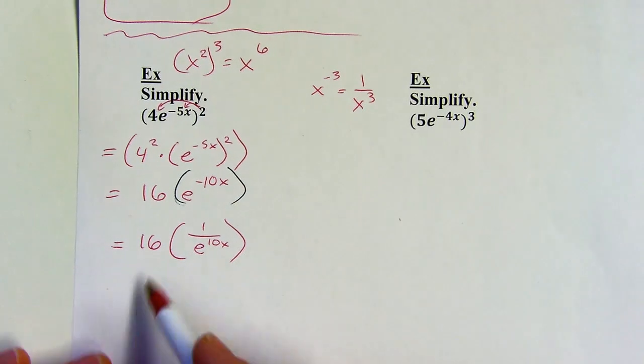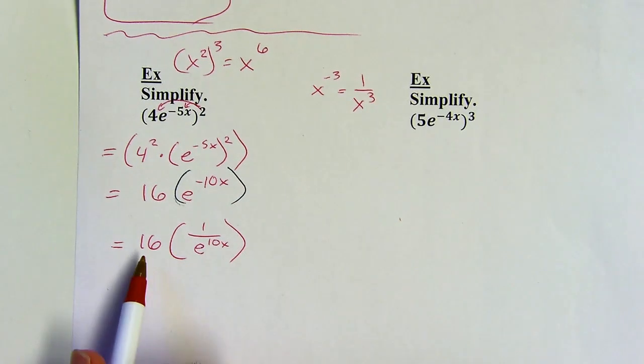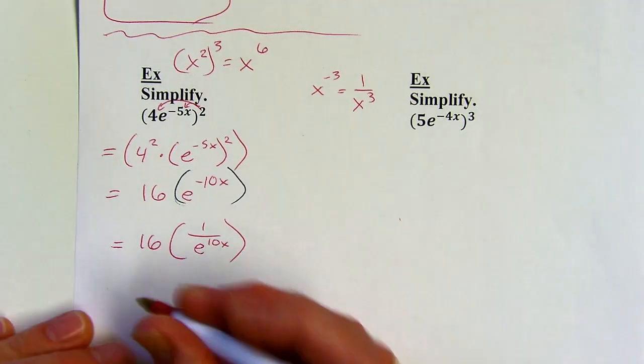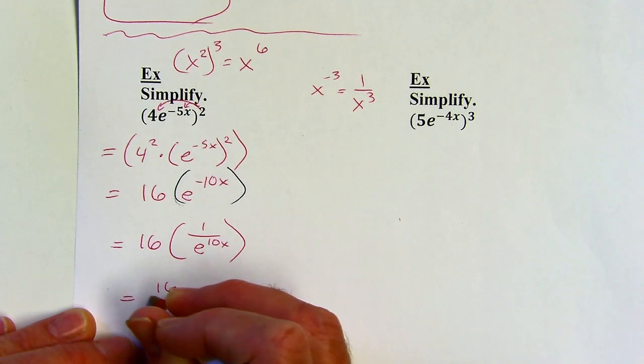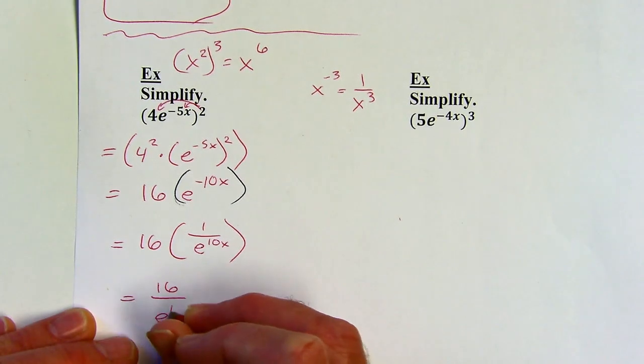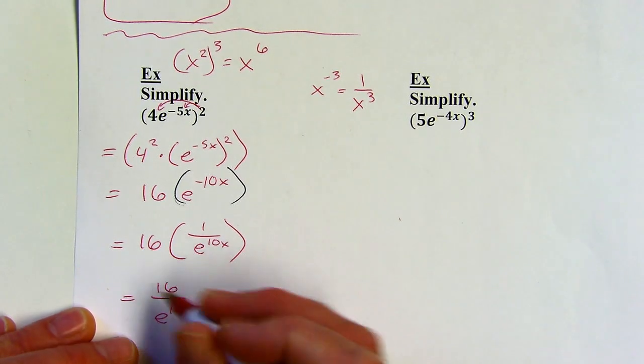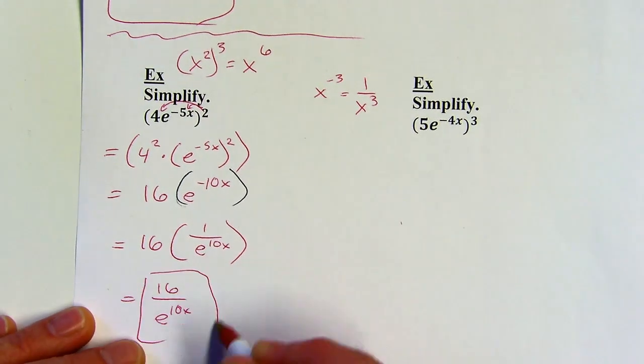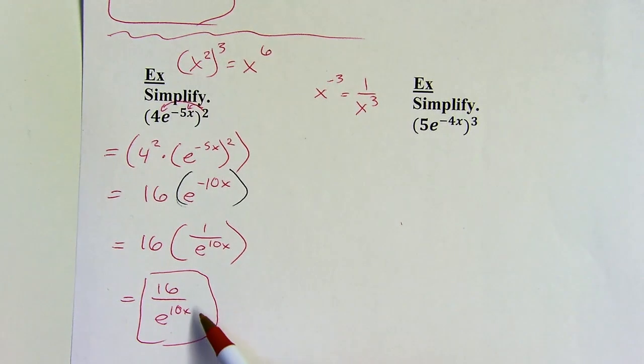Okay? And then when I multiply this together, remember this is 16 over 1, right? So when I multiply together, I'm going to get 16 over e to the 10x. Okay, now this one I can't really simplify further because I don't know what x equals. So I can only simplify it in terms of x. Okay, so that's as far as I can go.